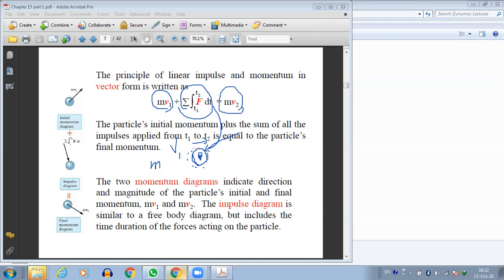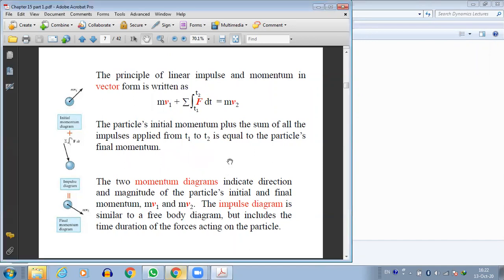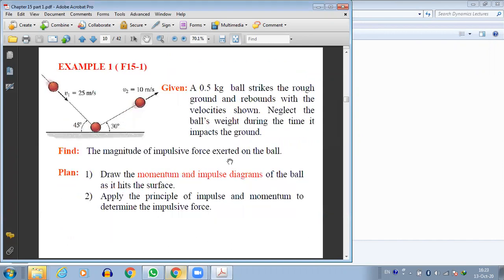Okay, is this clear so far? Yes, clear. Okay. Okay, so let's see the problem.